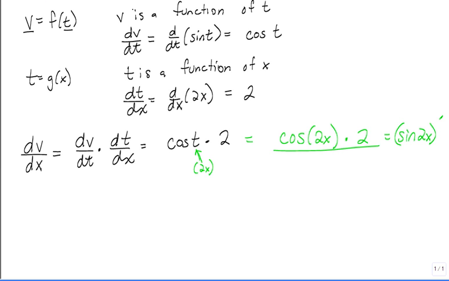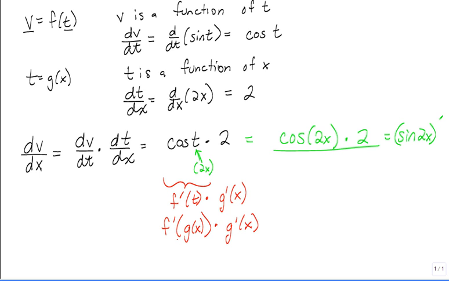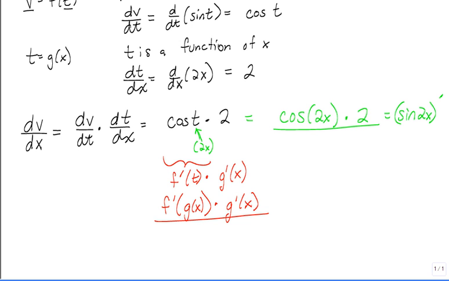Now let's go about this and see what this is. This happened to be dv dt, which is f prime of t, and 2 was g prime of x, but f prime of t was f prime of g of x times g prime of x. So I'm putting it in terms of x. This is what we have.